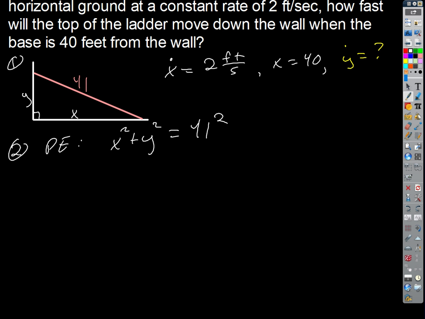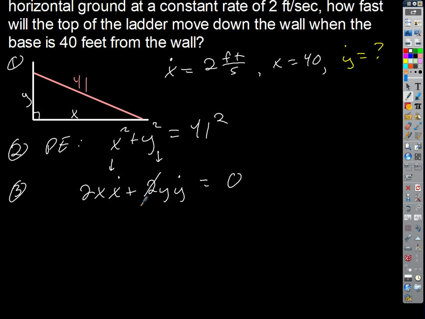Now, once we've got a good parent equation and our snapshot values, we're actually going to introduce the calculus by differentiating implicitly with respect to t. We want to get rates out of this. So step three: what's the derivative of x squared with respect to t going to be? 2x times x dot. Good. Plus the same for y squared, and equals 0. Good, because 41 squared is constant.